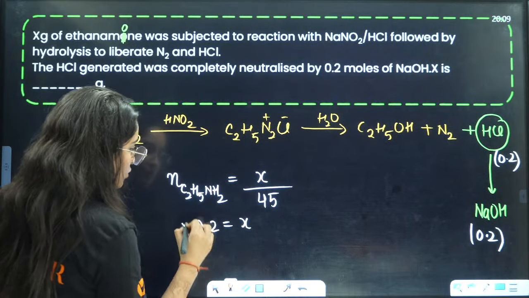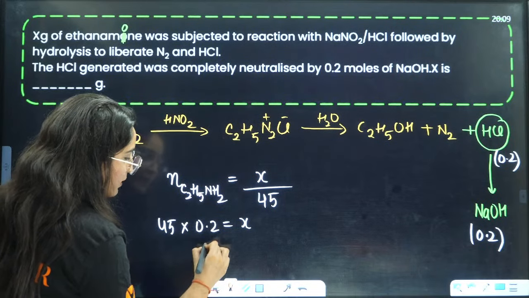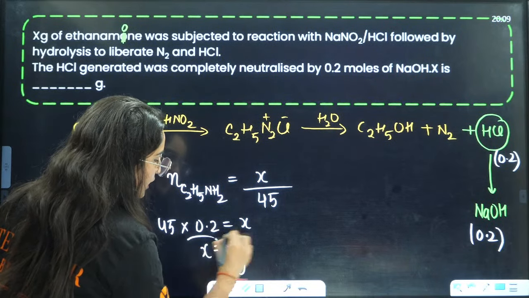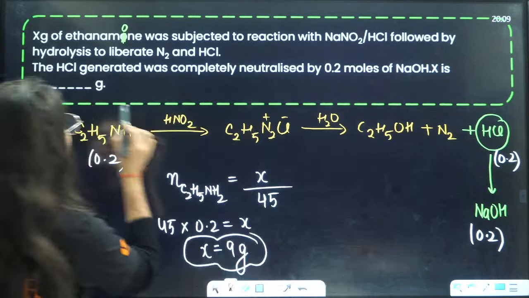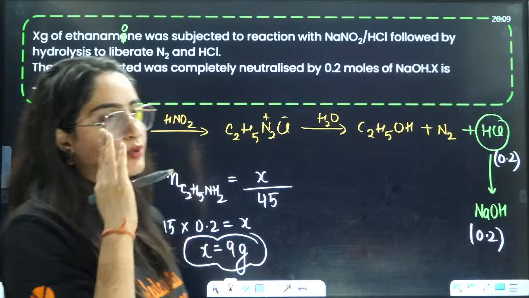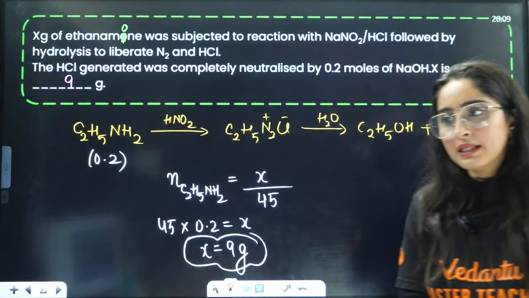So X equals 0.2 into 45. That becomes 9 gram, right? So the answer is 9 gram. Right, so 9 gram will become the correct answer. Okay, 9 gram will become the correct answer.